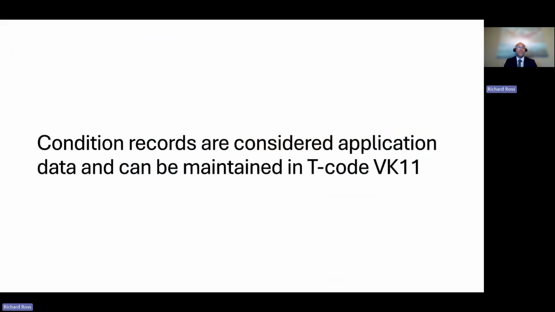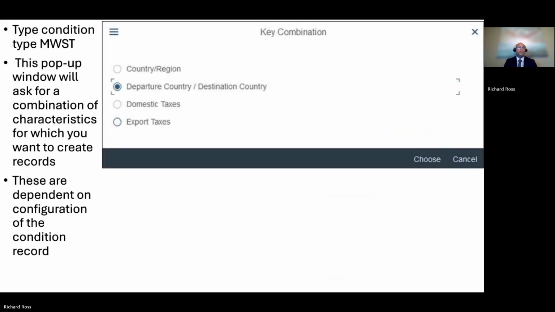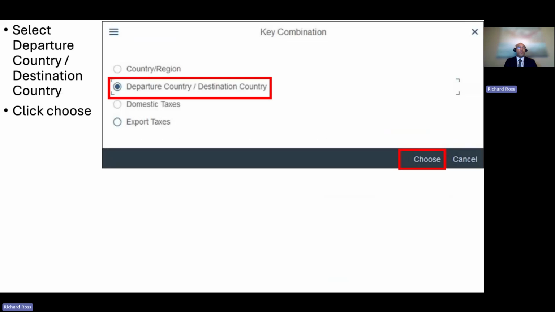Condition records are considered application data and can be maintained in T code VK11. Menu path to maintain condition records: Logistics, sales and distribution, master data, conditions, select using condition type VK11 create, or enter T code VK11. Type condition type MWST. This pop-up window will ask for a combination of characteristics for which you want to create records. These are dependent on configuration of the condition record. Select departure country / destination country. Click Choose.